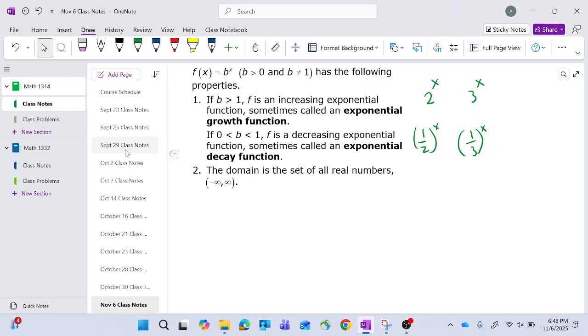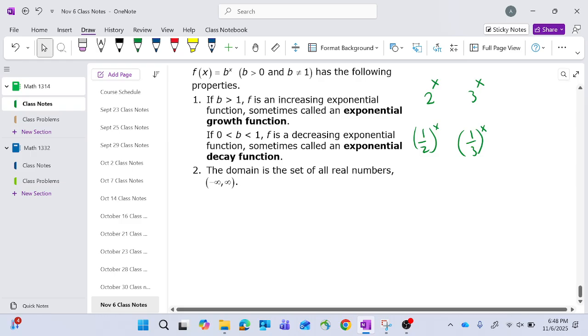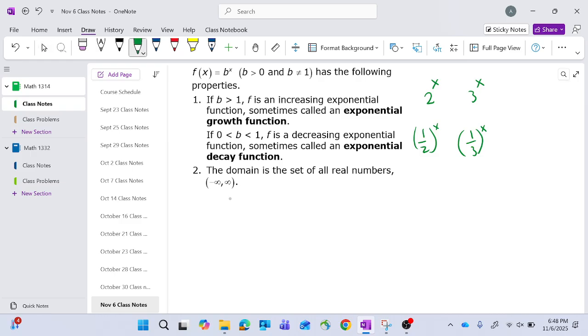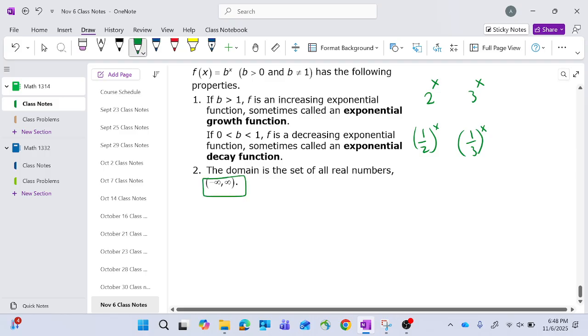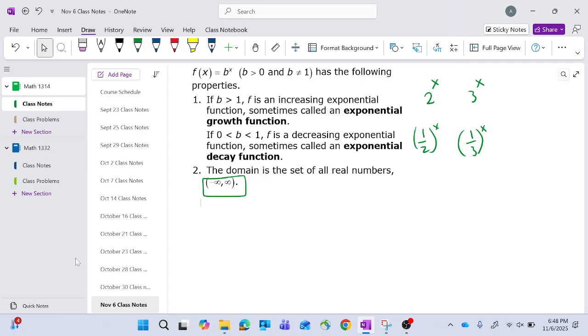What do you mean about the decay? It's a decay function if the base is less than 1, and yes, it goes down. So stuff like 1/2 to the x, 1/3 to the x, whatever you want, as long as the base is less than 1, it's going to be decay. Here, the domain is always all real numbers. All right, so the domain's always all real numbers. That's something else to know. Everyone with me? Any questions? All right.